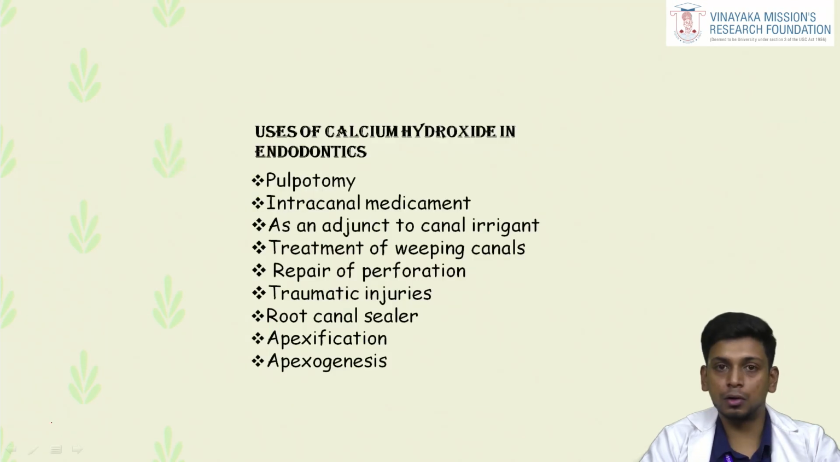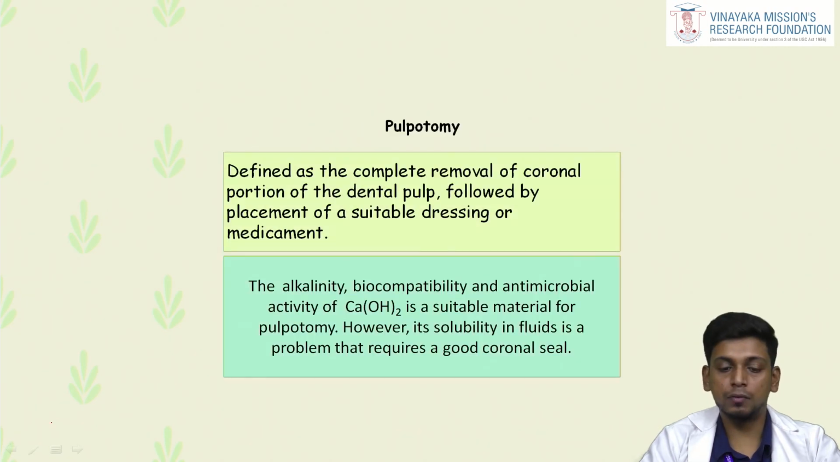So what are the uses of calcium hydroxide in endodontics? It can be used in pulpotomy, intracanal medication, as an adjunct to canal irrigation, treatment of weeping canals, repair of perforation, traumatic injuries, root canal sealer, apexification and apexogenesis. Pulpotomy is defined as the complete removal of the coronal portion of the dentin pulp followed by placement of suitable dressing or medication. The alkalinity, biocompatibility and antimicrobial activity of calcium hydroxide make it a suitable material for pulpotomy.